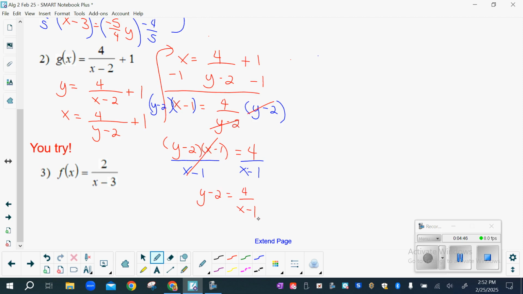And we have one more step. Add 2 to both sides. That's right. So add 2, and we get y equals 4 over x minus 1 plus 2. And then just write it in inverse notation. So now I want you to do the U try.